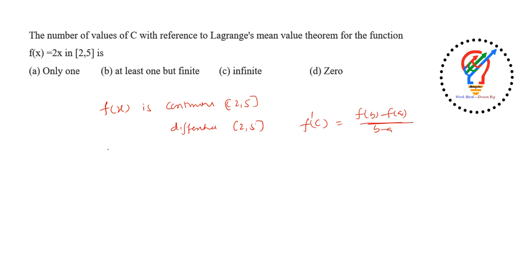So what are f of b and f of a here? First of all, what is f of x? f of x is equal to 2x, that is 2 into x. Now f dash of x, which is differentiable, is d by dx of 2x, that is 2 into x, so it's nothing but 2. Now we need to compare this 2 with the other value. So what is f dash of c? Now replace f dash of c here.